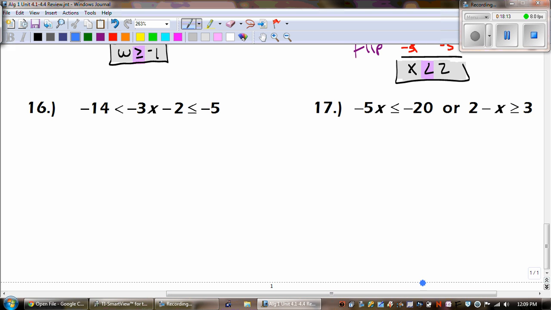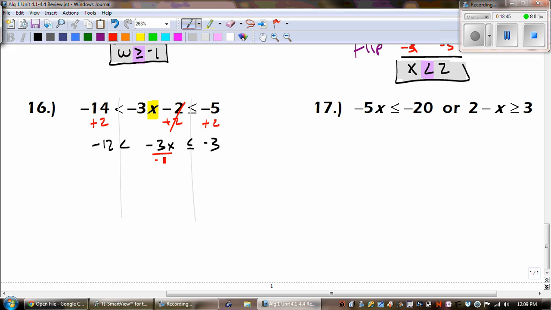All right, number 16, I think, is the same minus the variable. So that's fine. Okay, we're going to draw the lines down the inequalities. And once again, we're going to solve for x. We're going to add 2 to everything. On the left, we get negative 12 is less than negative 3x, which is less than or equal to negative 3.